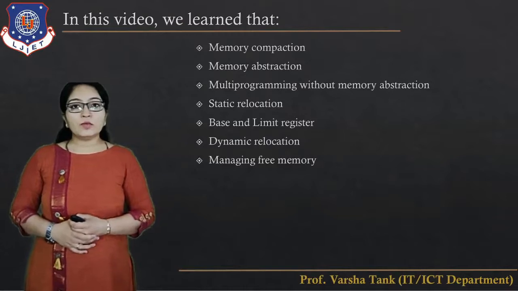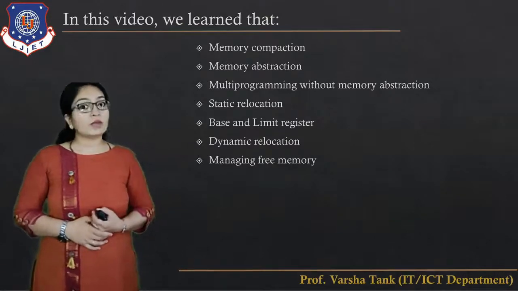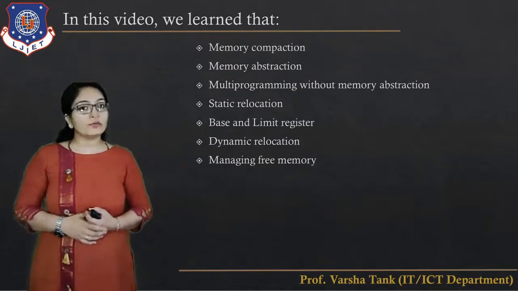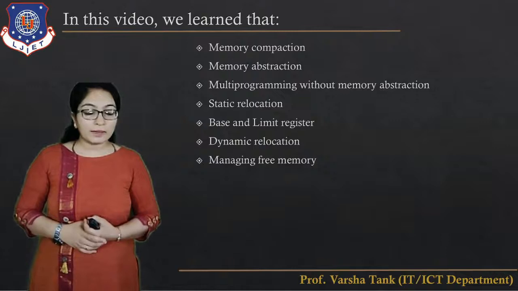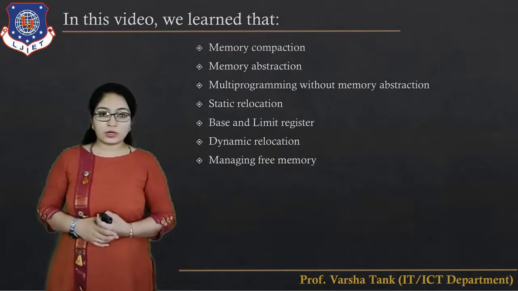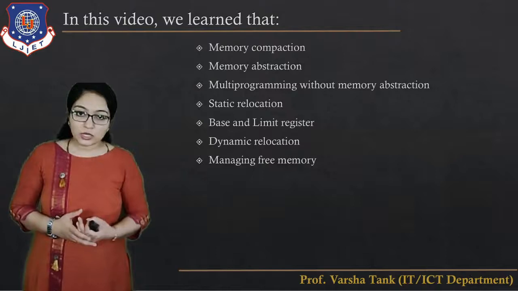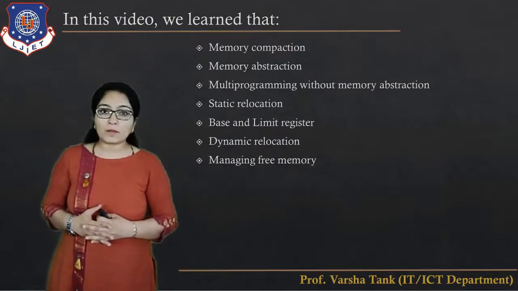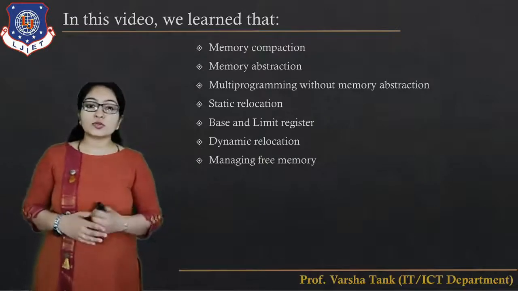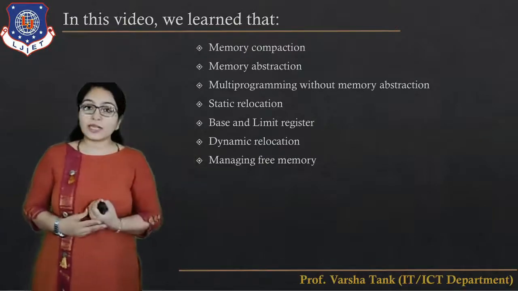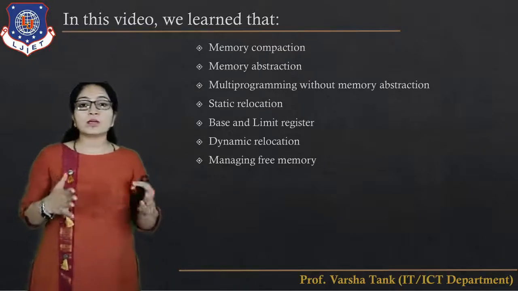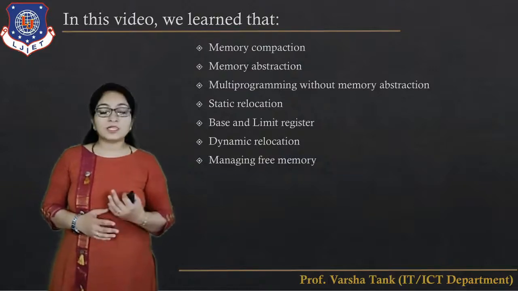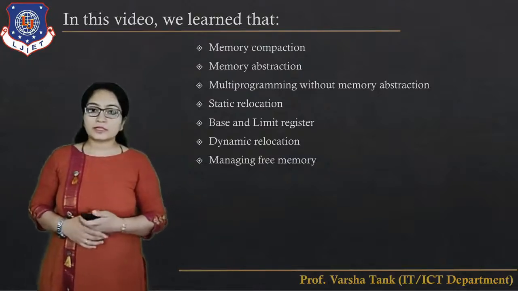In this video we have learned memory compaction, and then we have seen what memory abstraction is, and then multiprogramming without abstractions. If we do multiprogramming without abstractions, what will happen? The program will not get the exit address while it is in execution. The instruction should have proper addressing so that the program can continue execution properly. Then we have seen static relocation, how to change the instruction's address, then the base and limit registers, then dynamic relocation, and after that managing free memory using the bitmap and linked list.